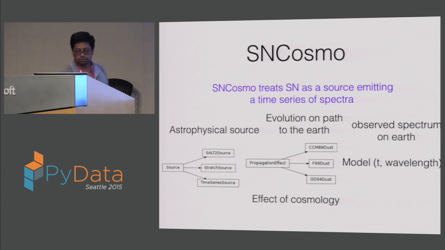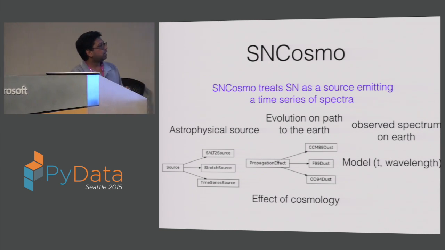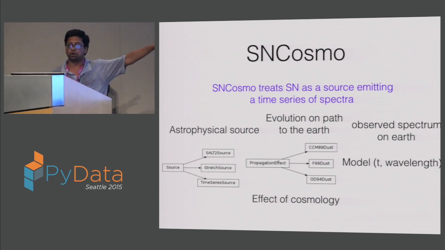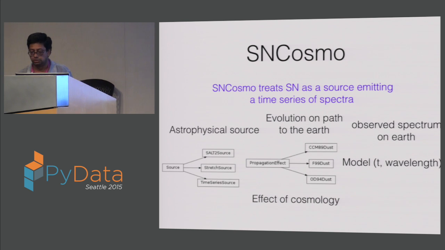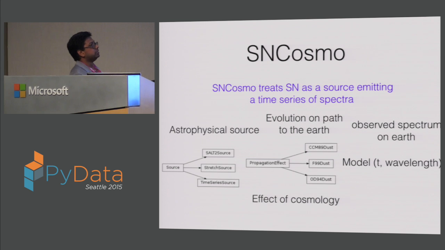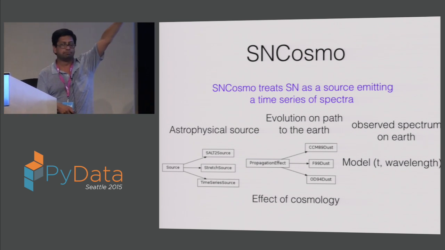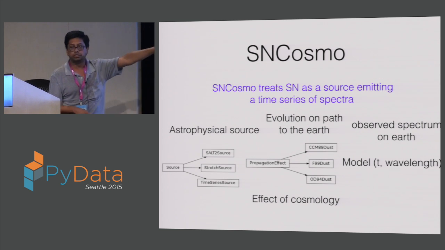And then there's the stretch source, which is popular in supernova, where you have a source, and think about the light curves we saw, and the light curve widths in time can be changed. And the SALT2 source is basically a source that respects the SALT model. And then it knows how to evolve the source at some cosmological distance to us.